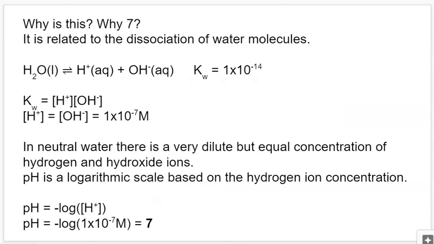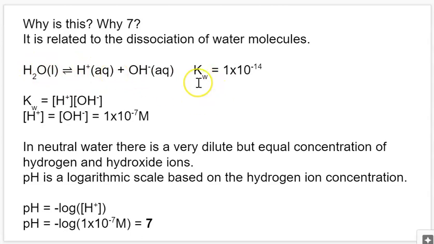So why is this, and why 7? Where did this value of 7 come from? Well, it's related to the dissociation of water molecules. So pure neutral water on its own does have a slight equilibrium where water molecules are splitting up into hydrogen ions and hydroxide ions. And the constant that we use for this is called Kw. And it's equal to 1 times 10 to the negative 14. So this K value is extremely small. So the water molecules are not splitting up to any real considerable extent.